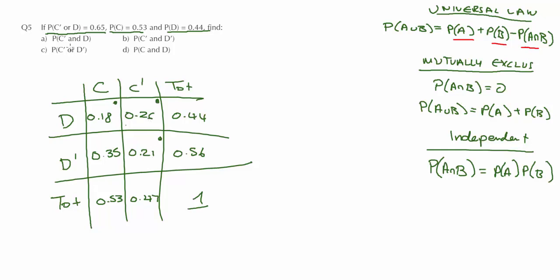Yeah, and the rest of the question should be good. So not C and D, so that's this one. That was 0.26, wasn't it? Probability of not C and not D, that's this one, 0.21. Probability of not C, so I want this one, or not D, that one, so everything but that, so that one's 0.82. And probability of C and D, that's this one, 0.18, okay?